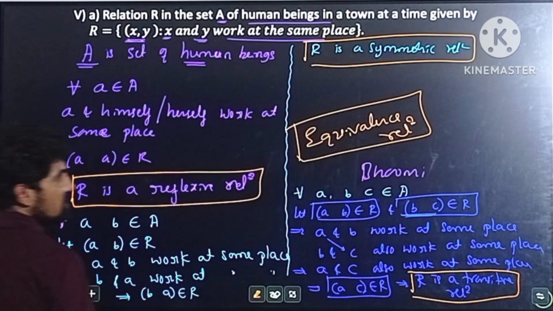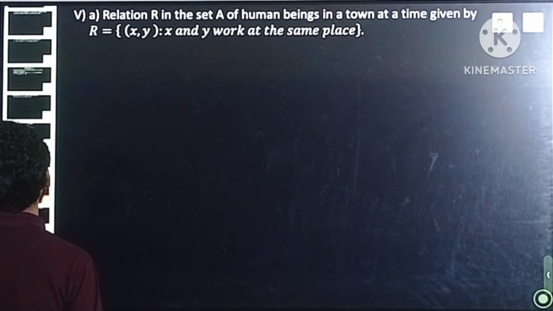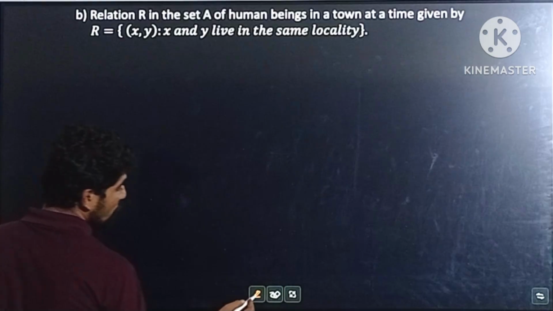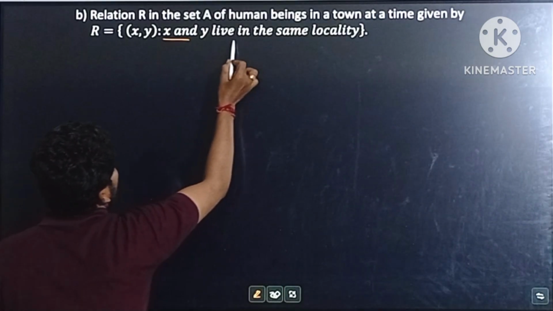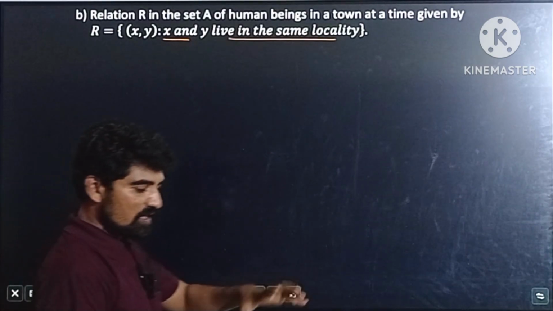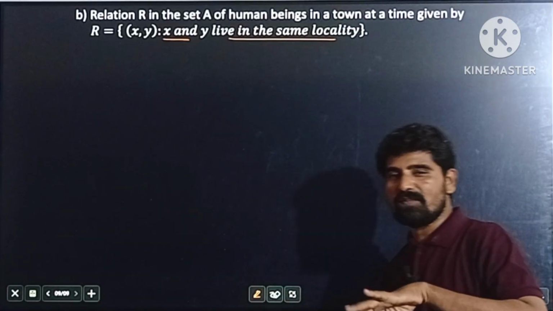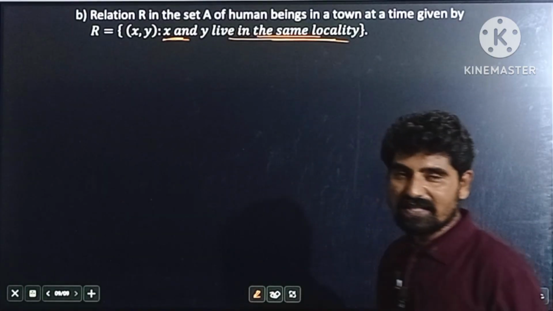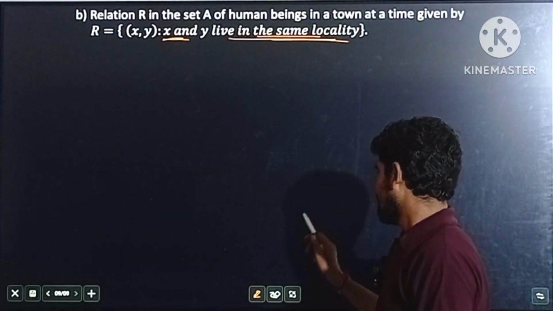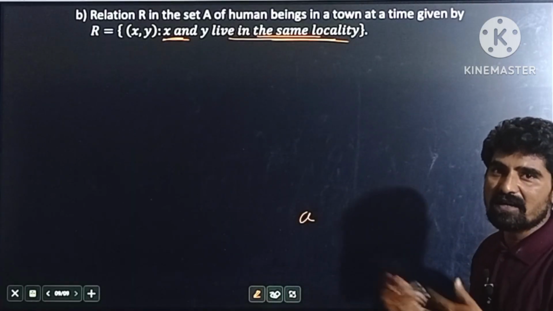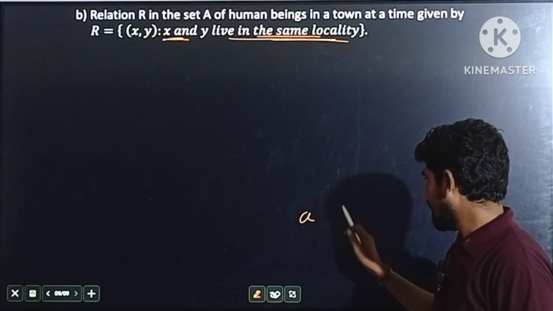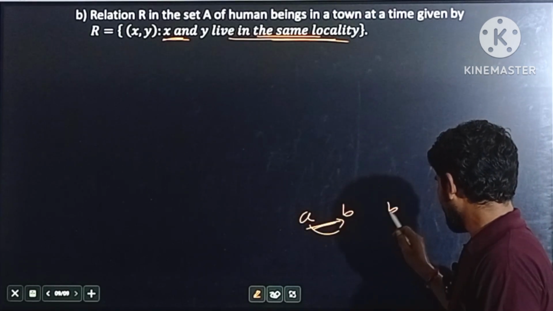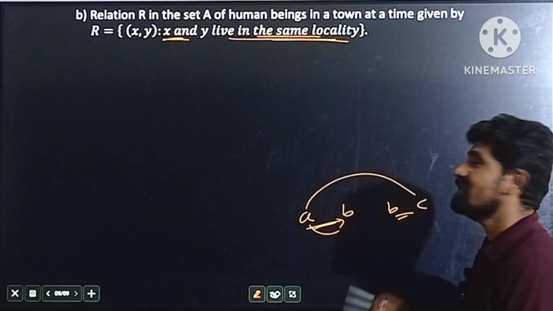Now let's consider the next question. Here also there is a relation on the set of human beings, and the relation is that X and Y live in the same locality. They are living in the same place only. Earlier it was working at the same place, but now the relation between X and Y is that they live in the same locality. So the same thing: A and himself or herself live at the same place. If A and B live at the same place, then B and A also live at the same place. If A and B live at the same place, and B and C live at the same place, then definitely A and C also live at the same place.